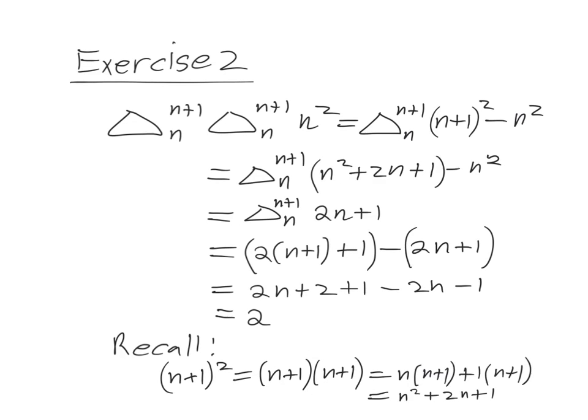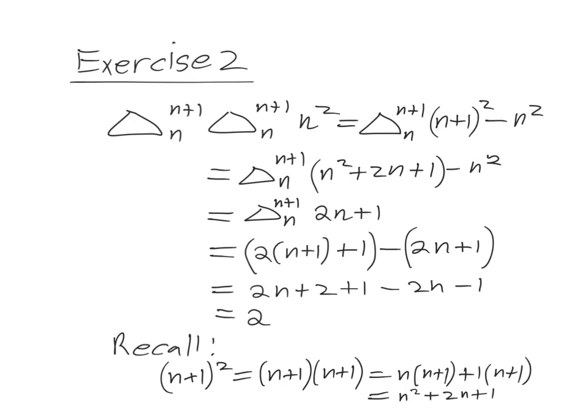Exercise 2 is to compute the delta between n and n plus 1 of the delta between n and n plus 1 of n squared. To complete this problem, we must recall that (n plus 1) squared is equal to (n plus 1) times (n plus 1), and we can distribute to achieve n squared plus 2n plus 1. The delta between n and n plus 1 of n squared is by definition (n plus 1) squared minus n squared.